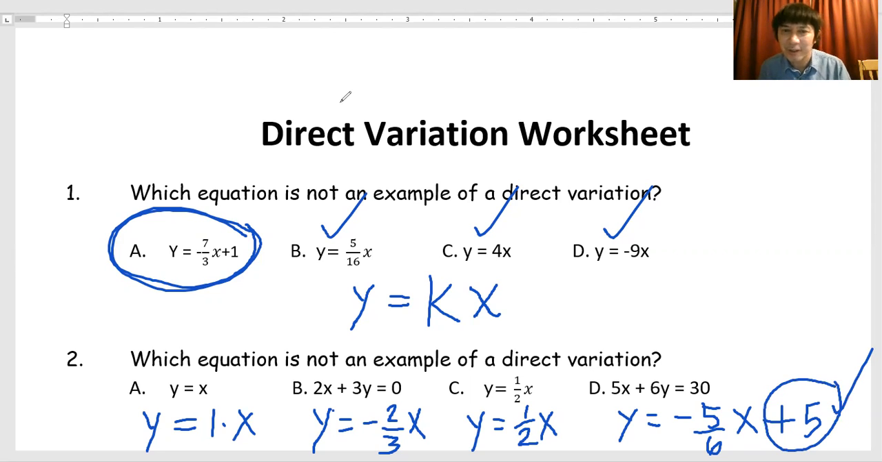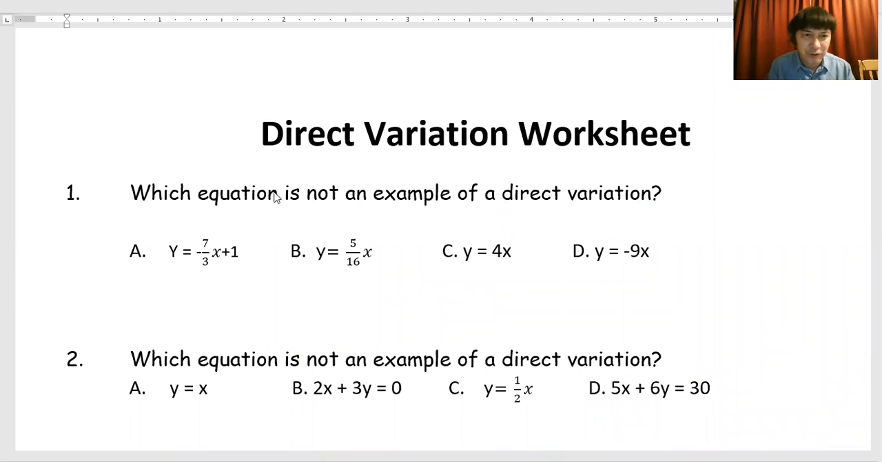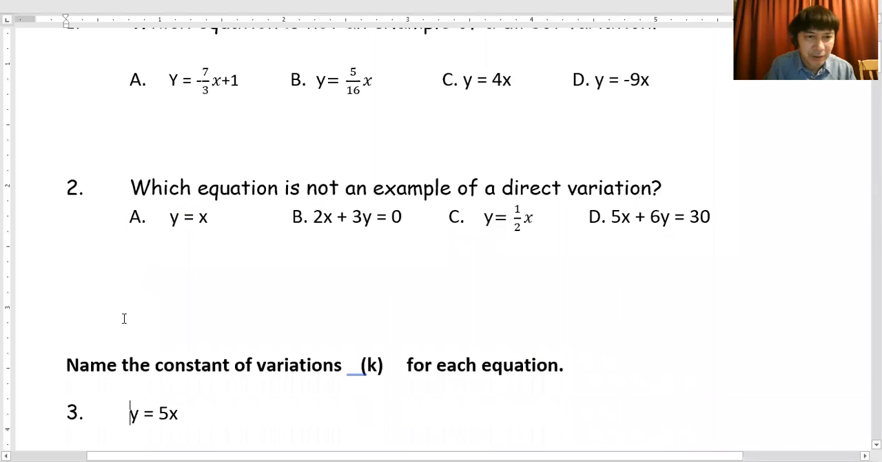That makes it not a direct variation example. Okay, so that is the answer. The letter D. The question is, which equation is not an example of direct variation? This is the answer. A, B, and C are all direct variations. All right, so that will be it for numbers 1 and 2. Let's continue with the next number. Let me clear this first. Okay, let's continue with number 3.